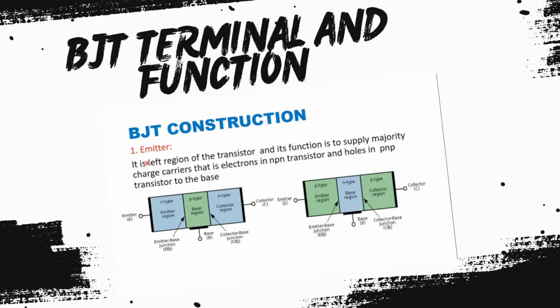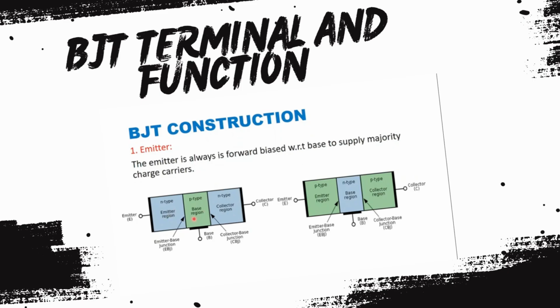First one is emitter region. Emitter region, as shown in the diagram, is the left region of the transistor and its function is to supply majority charge carriers to the base region. Electrons are majority charge carriers in case of NPN transistor and holes are majority charge carriers in case of PNP transistor, and majority charge carriers are always supplied towards base. Emitter region is forward biased with respect to base. Why is it forward biased? To supply majority charge carriers to base region.